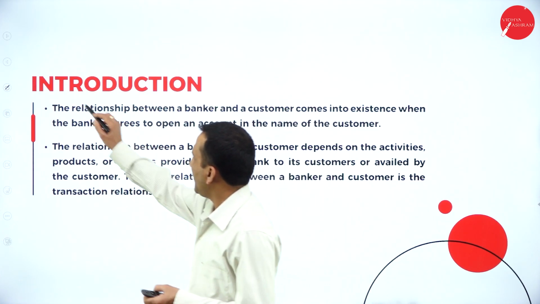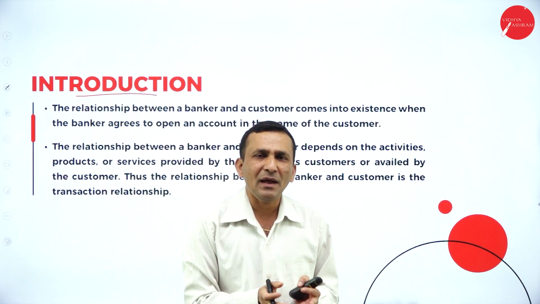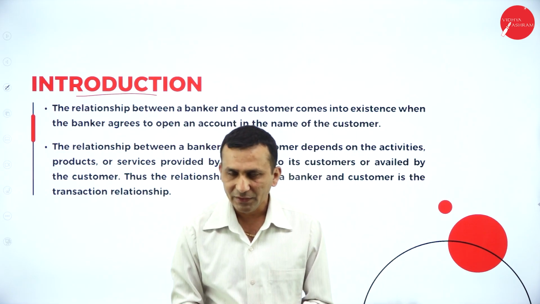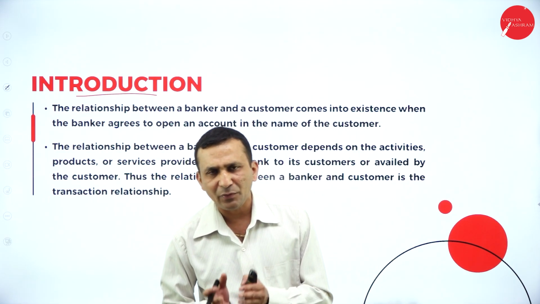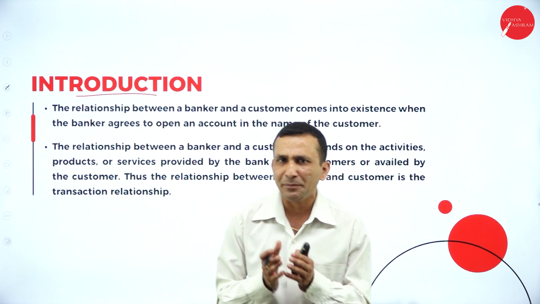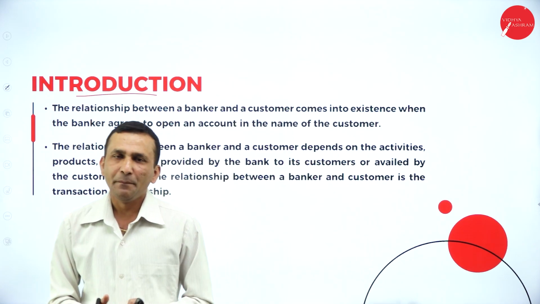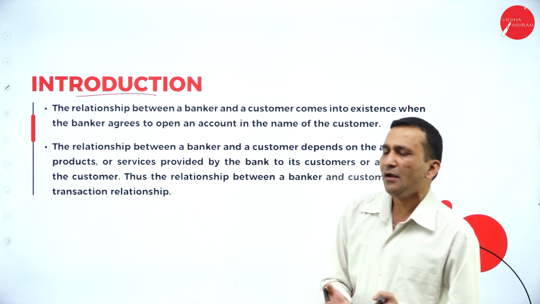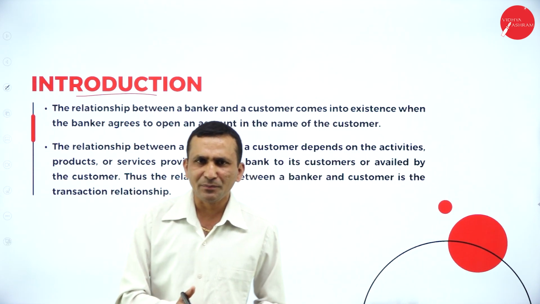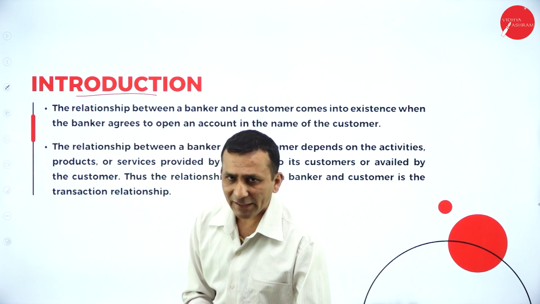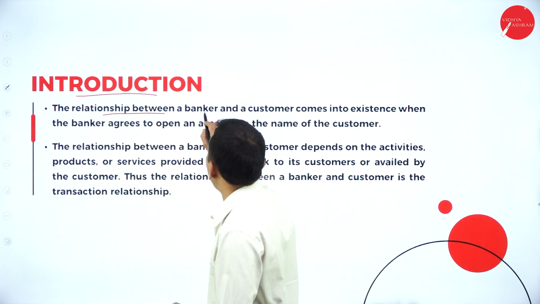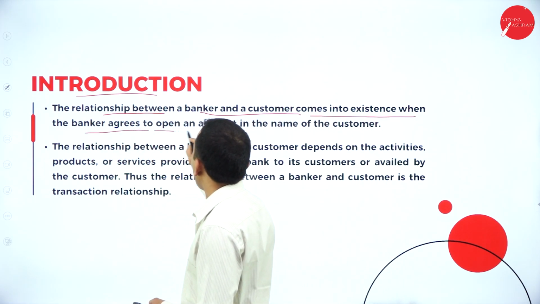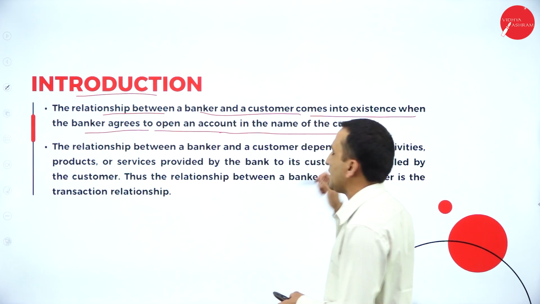Moving forward, the introduction. Banking is an artificial person, no doubt, offering a financial product. Whenever they offer a financial product, there is a relationship between the customers as well as the banker. The banker, we know, is an artificial person, an institution that does its activity with the help of financial products. The relationship between the bankers and the customers comes into existence when the banker opens an account in the name of the customer.